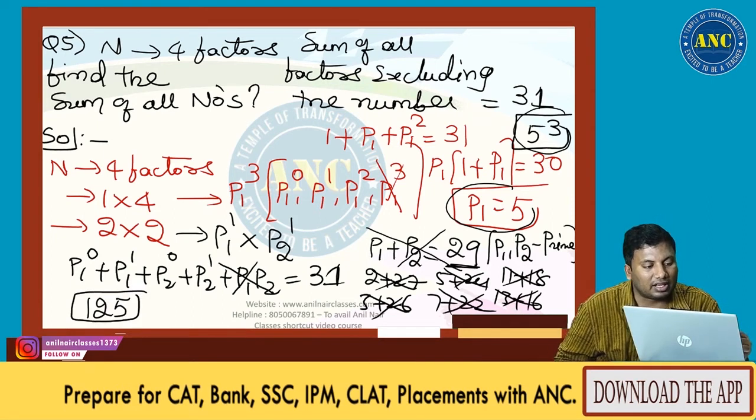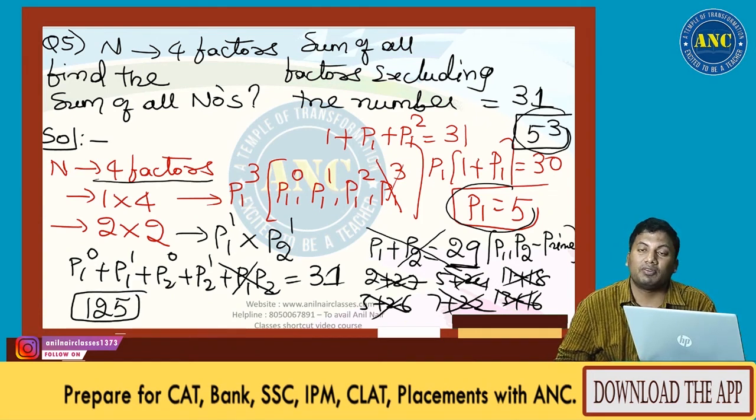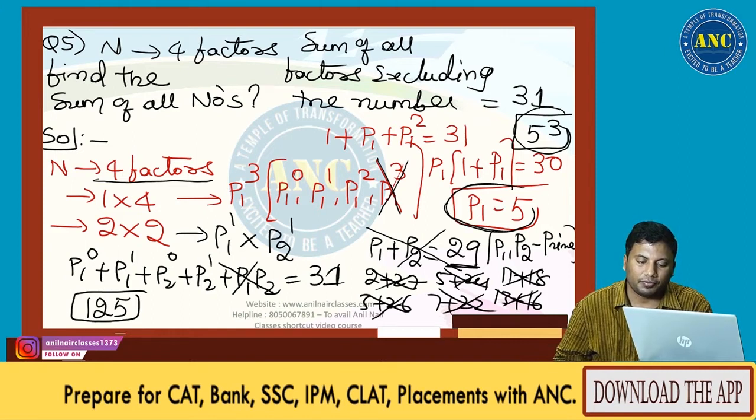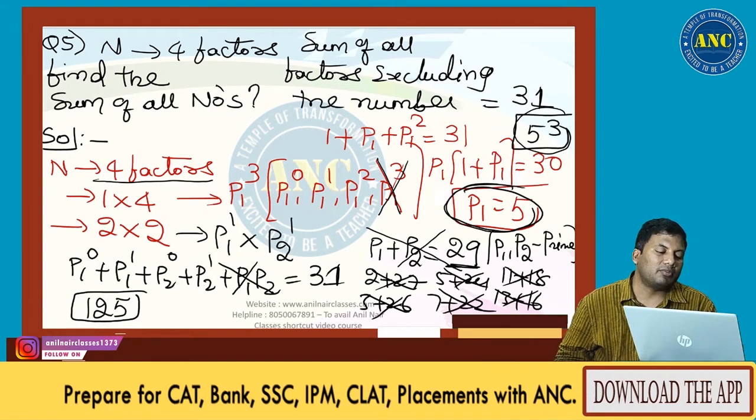There are 4 factors. 4 factors means 1 into 4, 2 into 2. 4 means P1 power 3. Sum of all the factors: P1 power 0, P1 power 1, P1 power 2, P1 power 3. This case not possible. P1 plus P1 square, P1 into 1 plus P1 is 30. P1 is 5. If P1 is 5, next case: P1 power 1, P2 power 1, P1 power 0, P1 power 1, P2 power 0, P2 power 1, plus P1 P2. The number should not be taken.